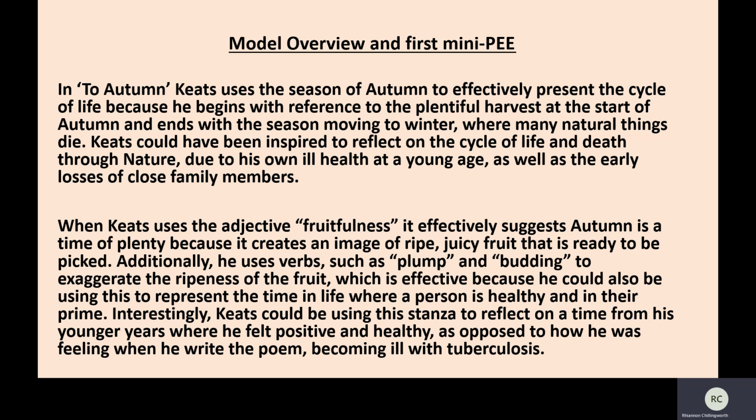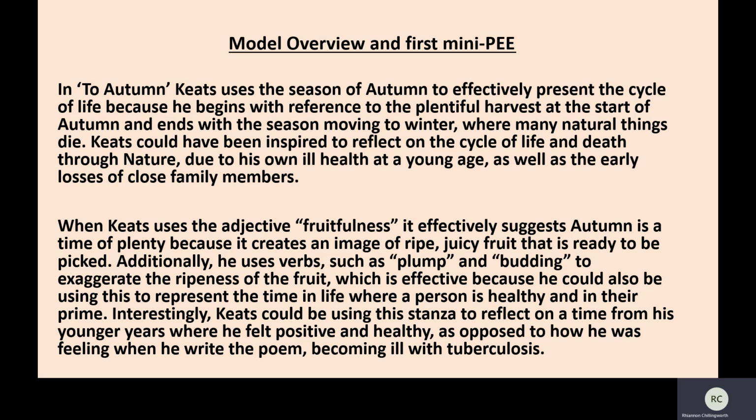Into autumn, Keats uses the season of autumn to effectively present the cycle of life because he begins with a reference to the plentiful harvest at the start of autumn and ends with the season moving to winter, where many natural things die. Keats could have been inspired to reflect on the cycle of life and death through nature due to his own ill health at a young age, as well as the early losses of close family members. Now, it's quite similar to the grade 5 example, but just slightly more detailed.